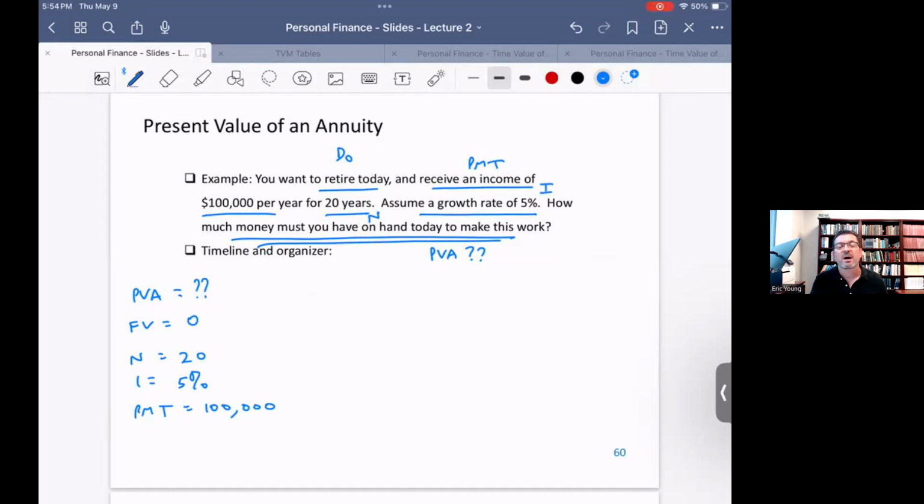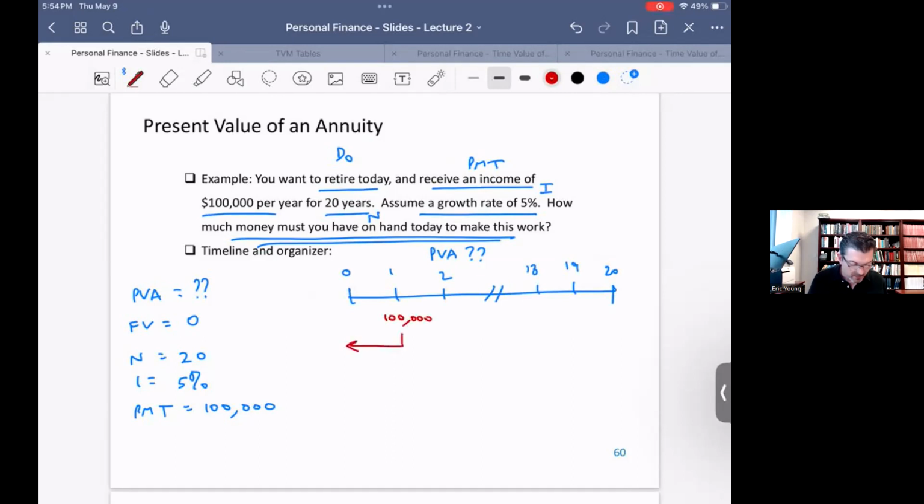We're going to leave that as a positive because we're going to draw that money out. Negatives are what we put in, positive we draw out. Okay. You can also basically do it as a timeline. The timeline would look like this: 0, 1, 2, ... 18, 19, and 20. And basically what we're saying is you want to draw $100,000 out in year one.